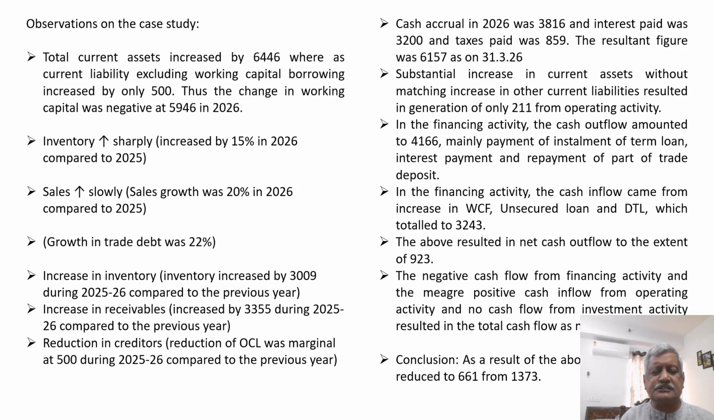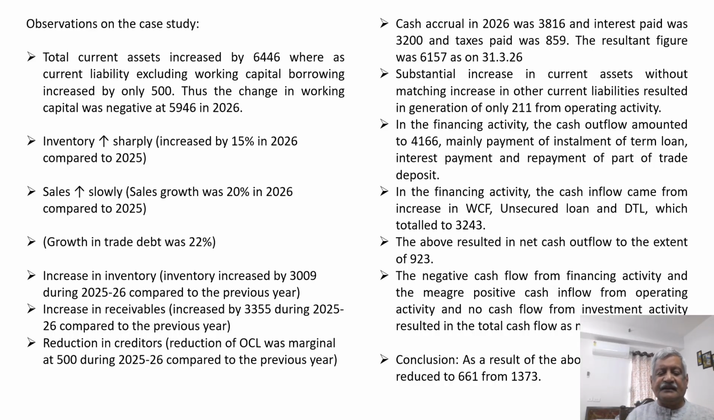So the total observations on the case study here: the total current assets increased by 6446, whereas the current liability excluding working capital borrowing increased by only 500. Thus, the change in working capital was negative at 5946 in 2026. Inventory increased sharply, by 15% in 2026 compared to 2025. Sales increased slowly. Sales growth was 20% in 2026 compared to 2025. Growth in trade debt was 22%.